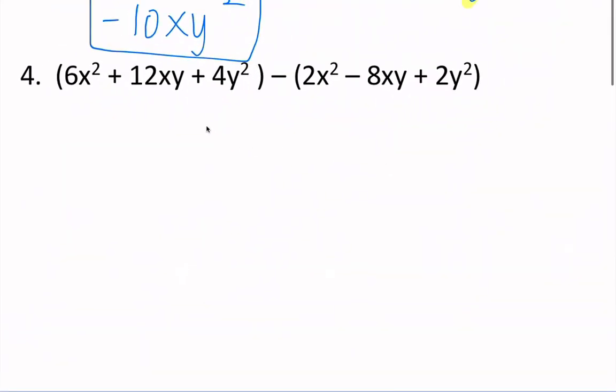Okay, on number 4, in front of the first set of parentheses, there's nothing out front, so I'm going to go ahead and drop this guy down.